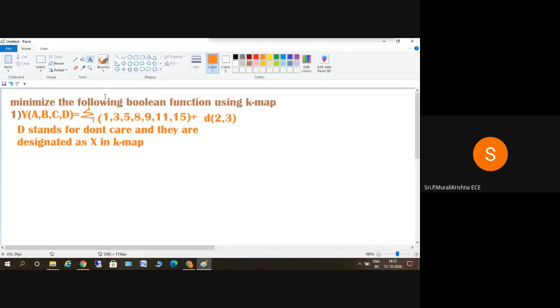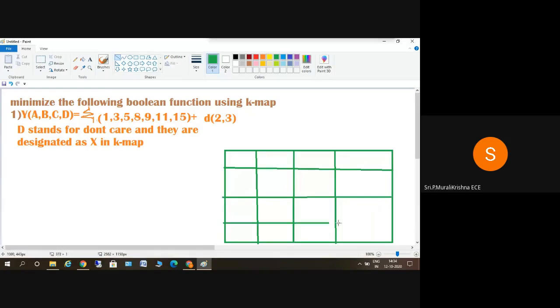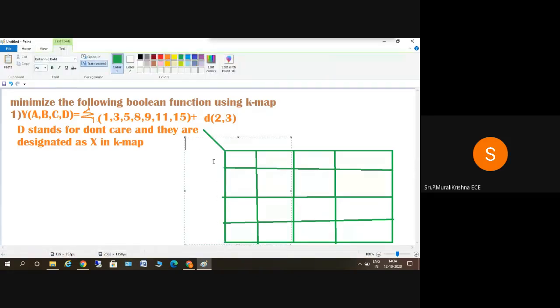So we'll use the Kmap. We'll do things as usual, but don't cares are marked with X in the Kmap. So write all the variables available: 1, 2, 3, and 4. So A, B, C and D. The variables are AB: 00, 01, 11, 10.